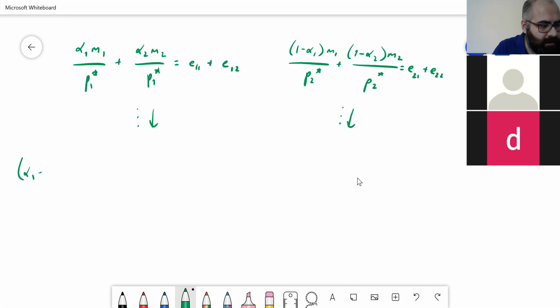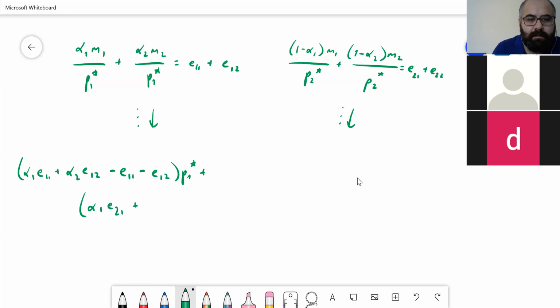So alpha 1 E11 plus alpha 2 E12 minus E11 minus E12, times P1 star, plus alpha 1 E21 plus alpha 2 E22 times P2 star equals 0. Okay, from this equation, you're going to end up with this one.